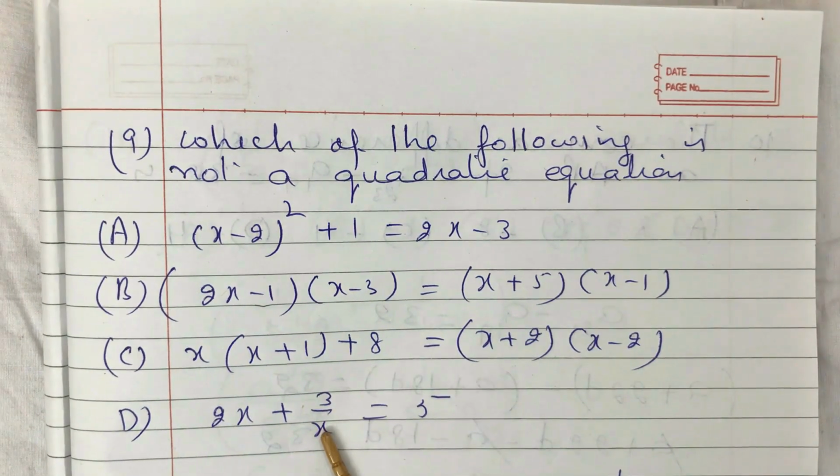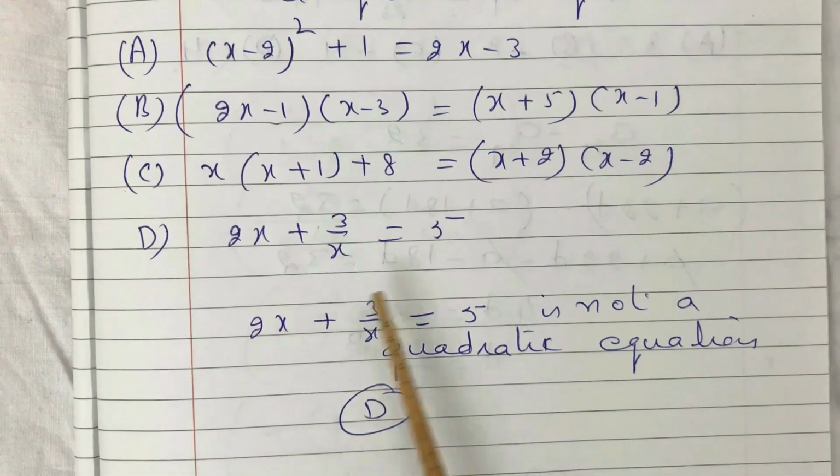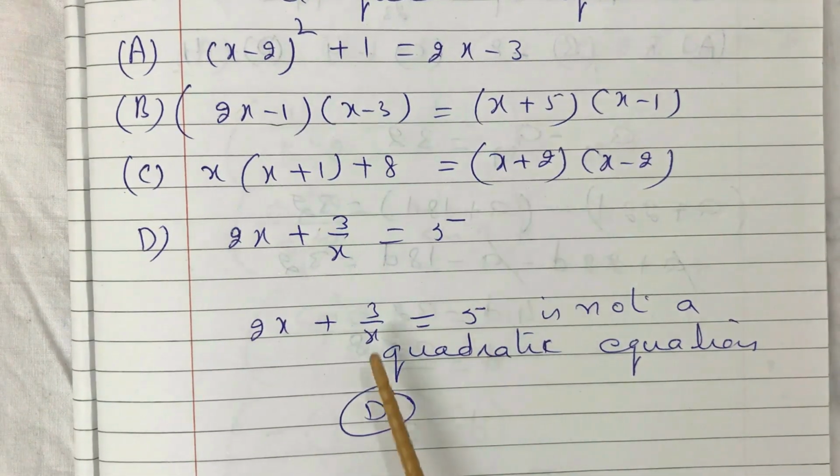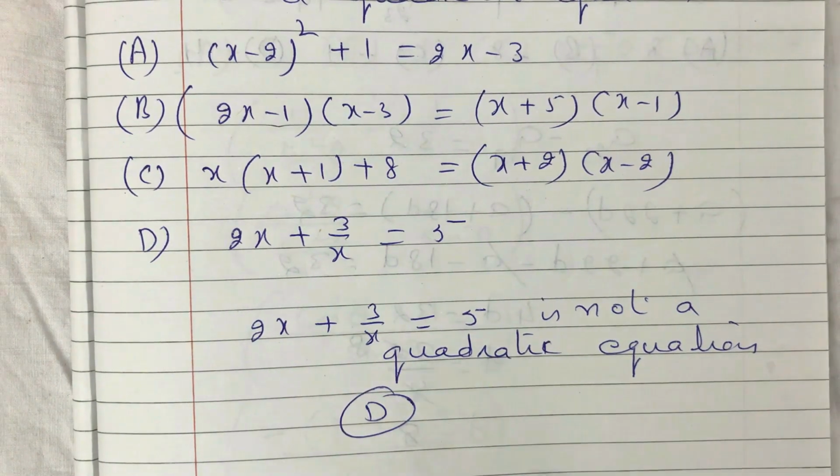You have to find which one is not a quadratic equation. So D is the option. This is not a quadratic equation because the power of x is minus 1. So this is not a quadratic equation.